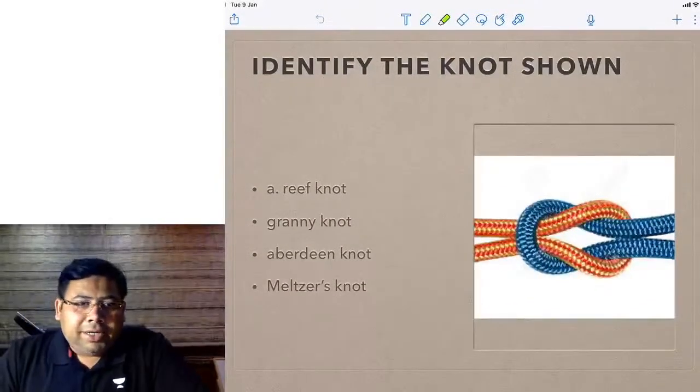Tell me, identify the knot shown. Good evening, Jyoti. Good evening.